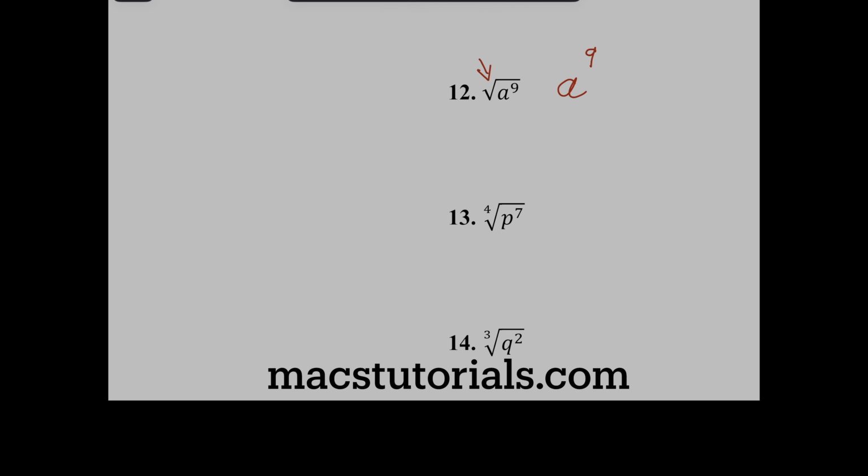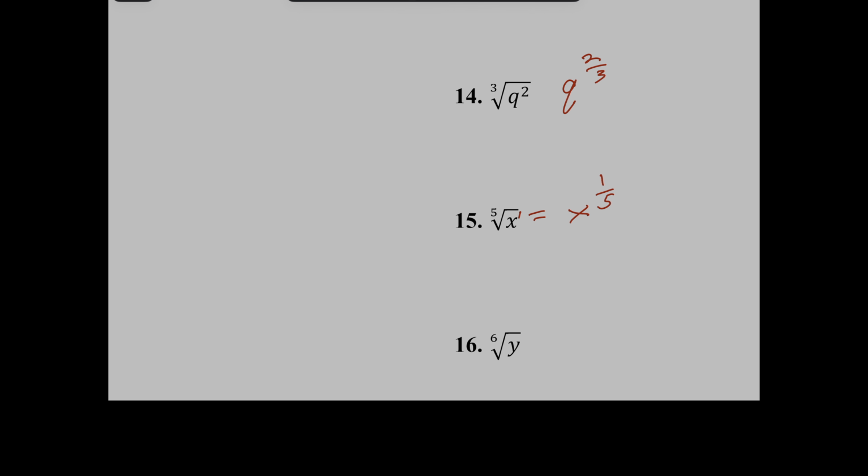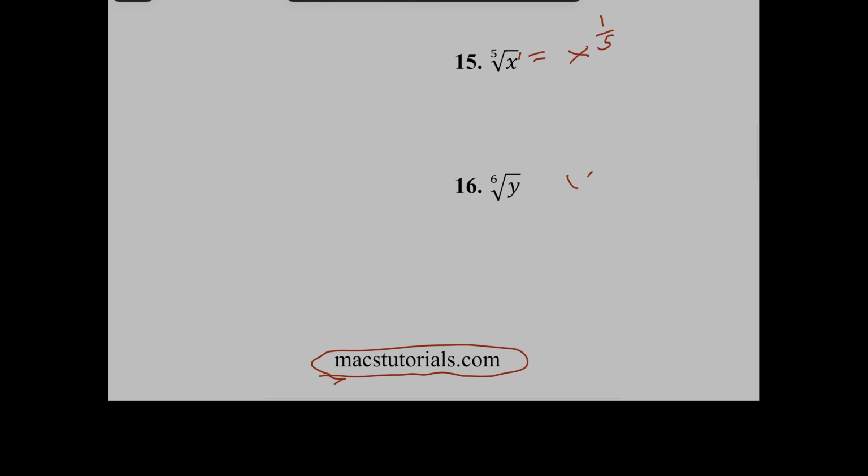Now, what's on the bottom? There's nothing there. If nothing's there, it's assumed to be a 2. So I'm going to write a 2 on the bottom. Okay, so if nothing's written, it's a 2. How about this one? P to the 7 over 4. This one's going to be q to the 2 over 3. This one's going to be x. Now, that's like an x to the 1. So 1 over 5. And the last one is going to be y to the 1 over 6.